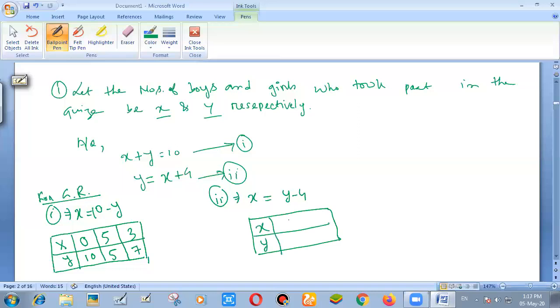Rimpi, do you understand? Yes. Now see, if you put y equal to 4, what is the value of x here? 0. Now if you put y equal to 5, then it will be 1. If you put y equal to 8, it will be 4. Good. Now you have to plot the values in the graph.